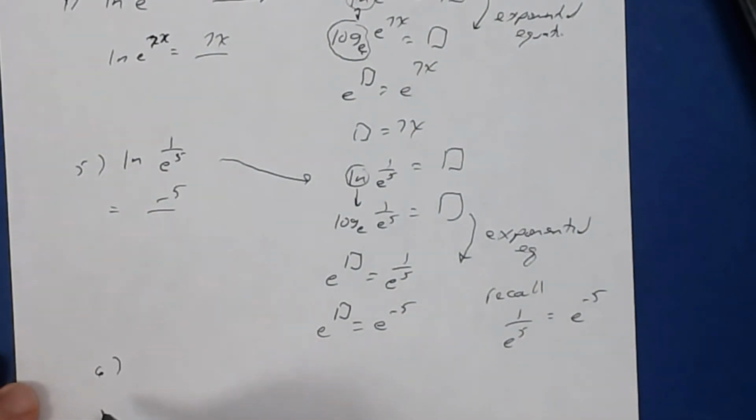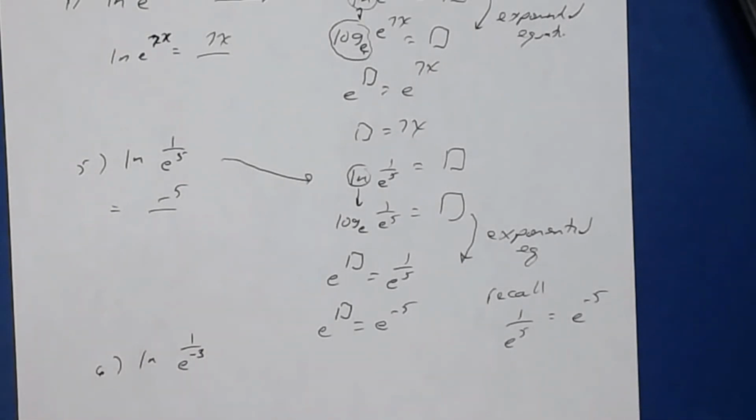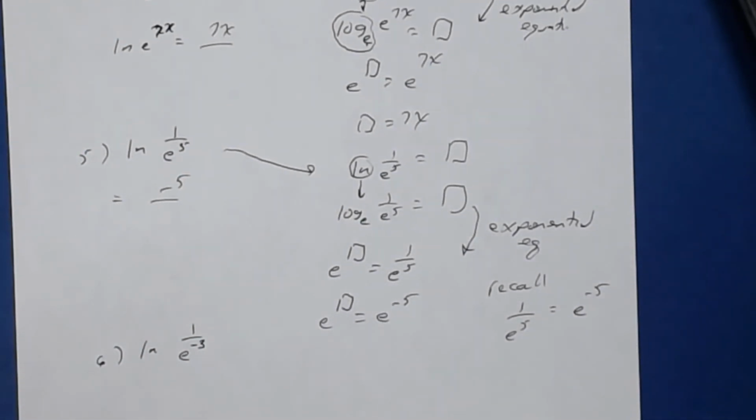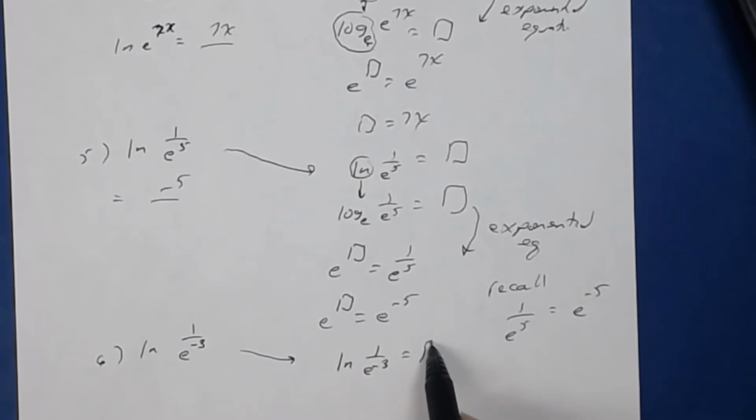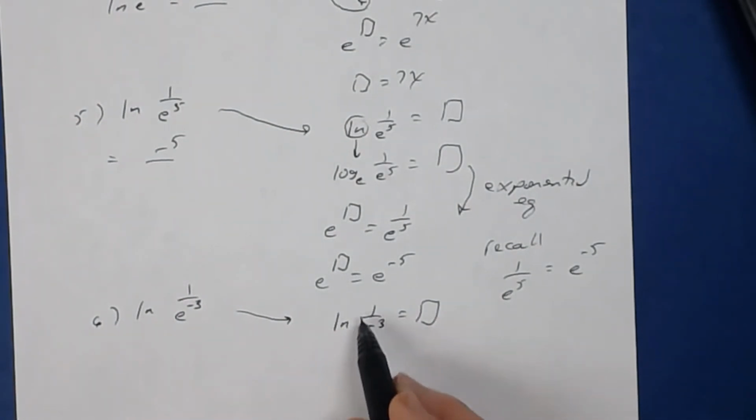Okay, number 6. Suppose you had the natural log of 1 over e to the negative 3rd. Let's look at that one. Okay, we can deal with that. If you need to, do it this way. Rewrite it. So I'm going to rewrite this as a log equation. So natural log of 1 over e to the negative 3rd equal box, right? All right. And so I know that natural log means log with base e.